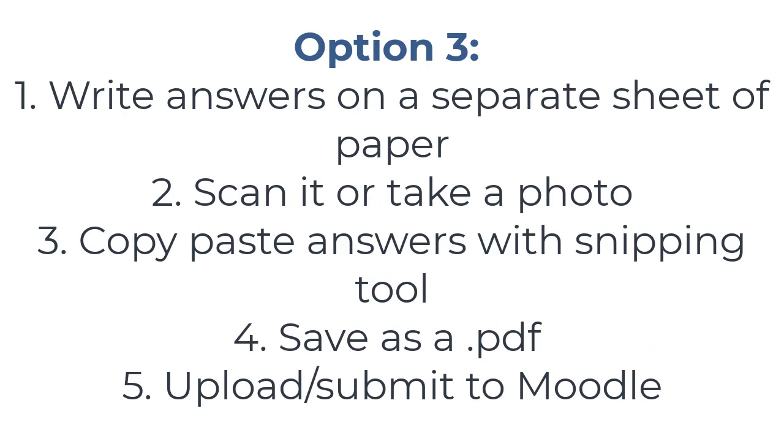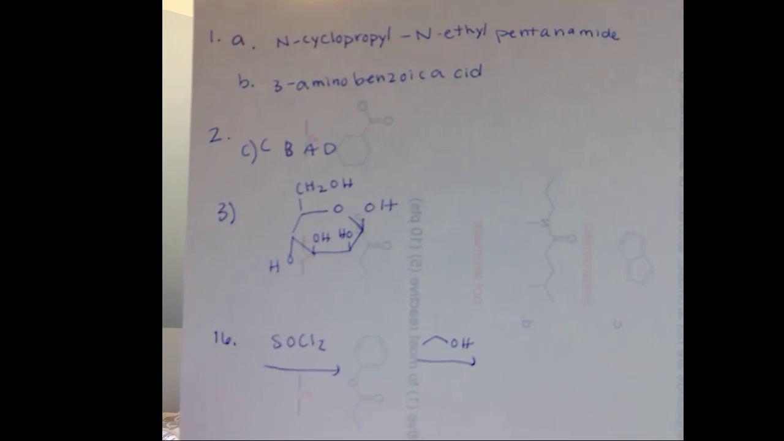Another option for submitting your assignment is to write your answers on a piece of paper. If you don't have access to a printer, you can write it on a piece of paper. Take a picture of that piece of paper and upload it to your computer or email it to yourself, however you get those documents.